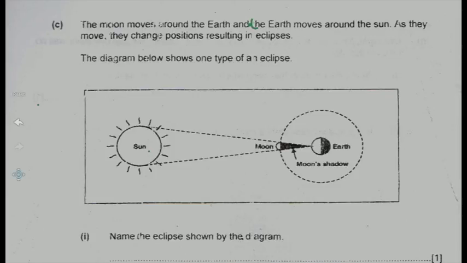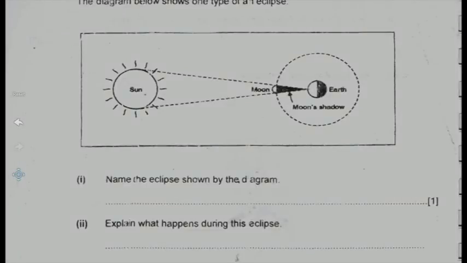Now let us read the questions. Name the eclipse shown by the diagram. Name the eclipse shown by the diagram. The eclipse that is shown by this diagram here is the solar eclipse.